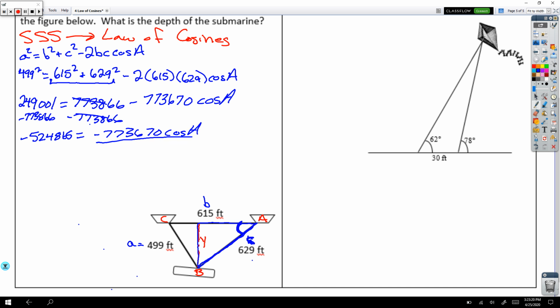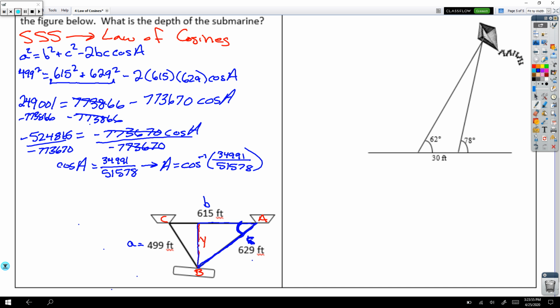And divide to get cosine by itself. So cosine of A, simplifying that fraction a little bit, we get 34991 over 51578. Again, calculator, inverse trig. Angle A is cosine inverse of 34991 over 51578. Type that in, hit enter, and we get an angle measure that is 47.3 degrees.